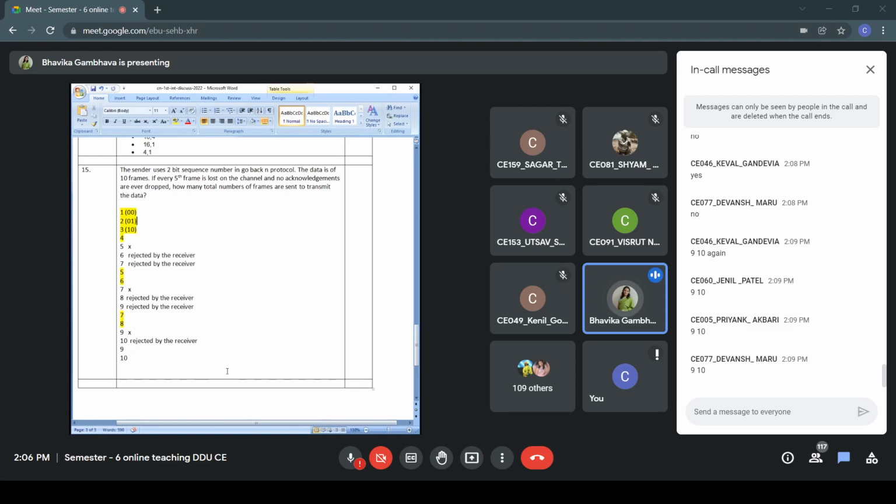What is the correct answer here? Yes, 18. How many of you have written 18? Some of you have written 18. Some of you have written 20. Somehow you have missed it. And then of course there are a variety of answers, starting from 10 to 20.